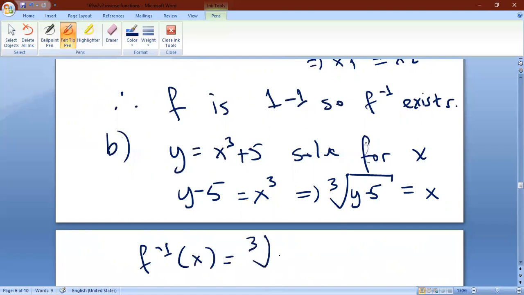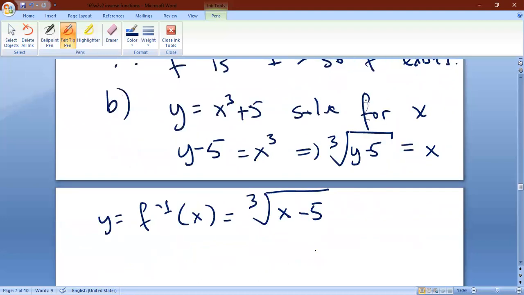It's the cubic root of x minus 5. Because remember, we switched x and y. So x became y, y became x. So the inverse of this function is the cubic root of x minus 5.